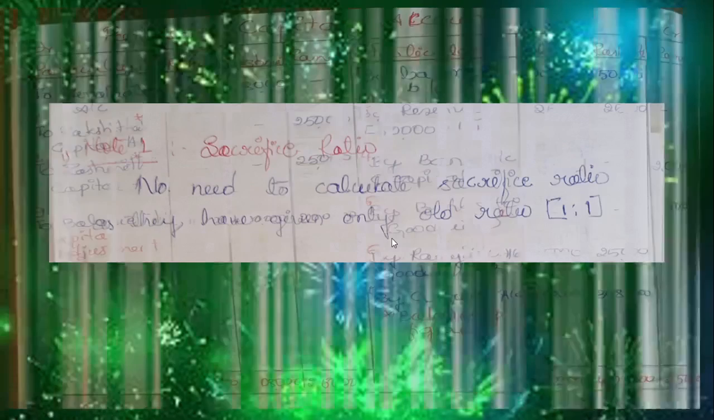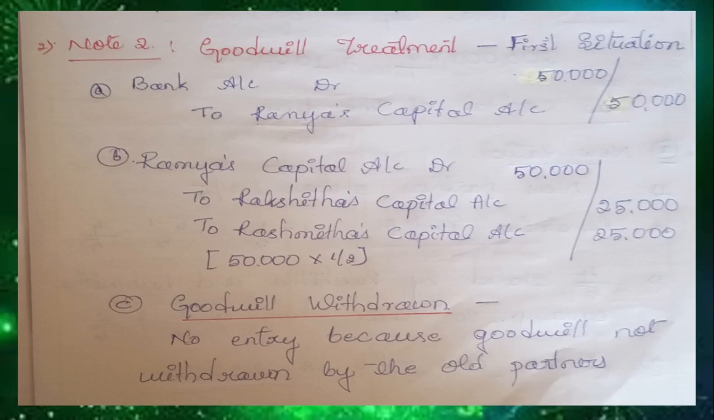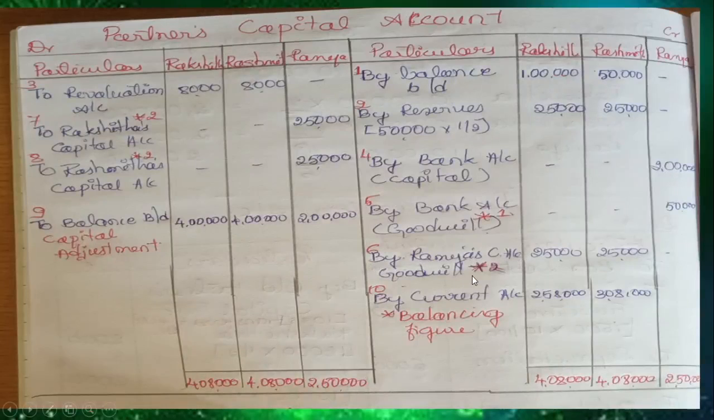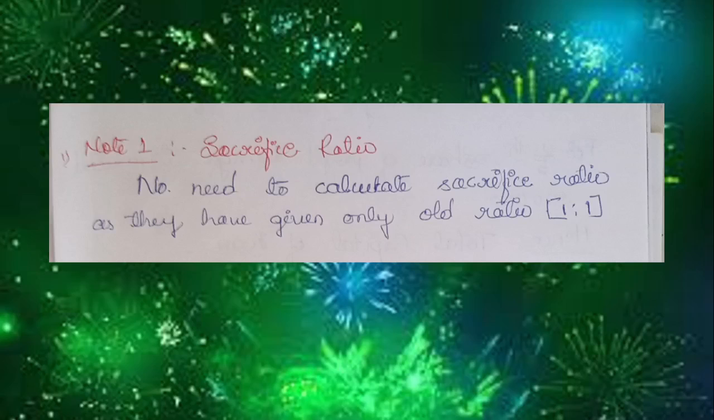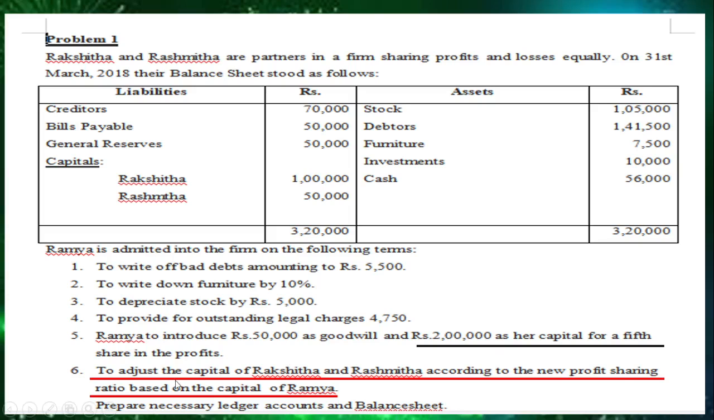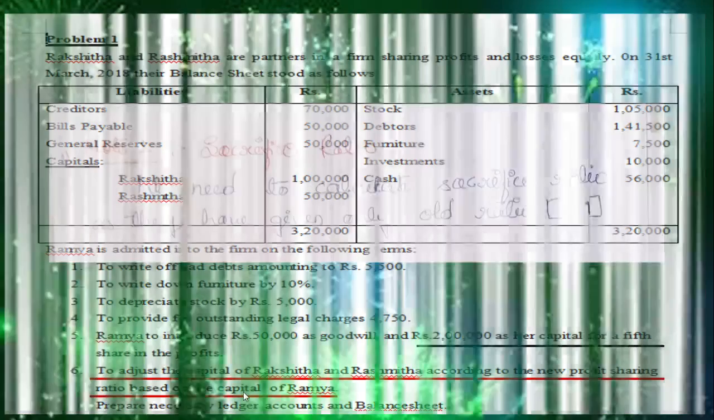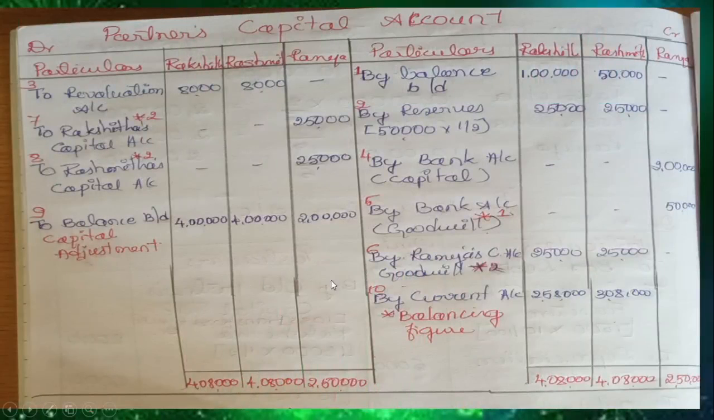The corresponding entry was Ramya's capital account. We'll record the same thing by Ramya's capital account. So we have put all the entries to the partners' capital accounts. But we can see the one major adjustment in this particular problem is the capital adjustment. They have given: adjust the capital of Rakshita and Rashmita according to the new profit sharing ratio. For this reason, we cannot complete our partners' capital accounts unless we complete the capital balance.